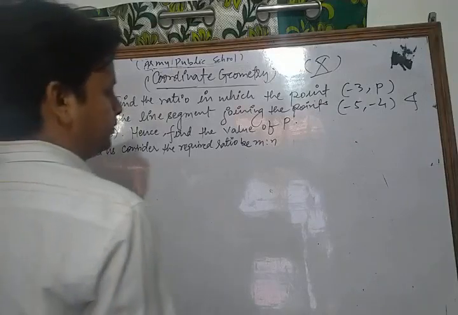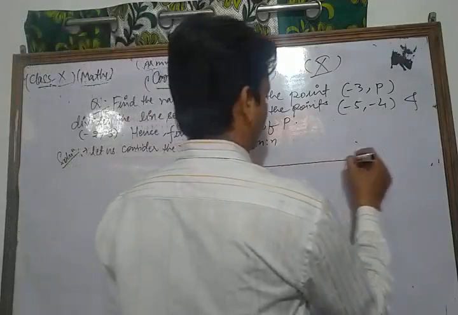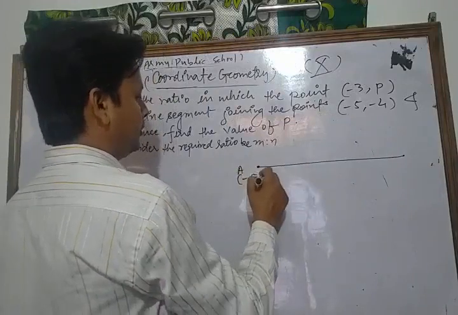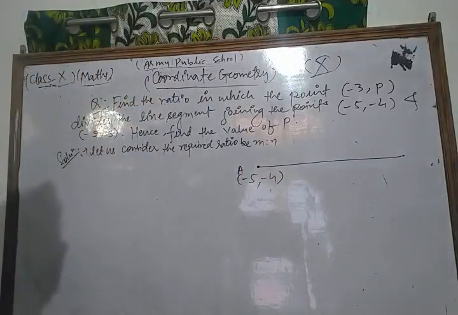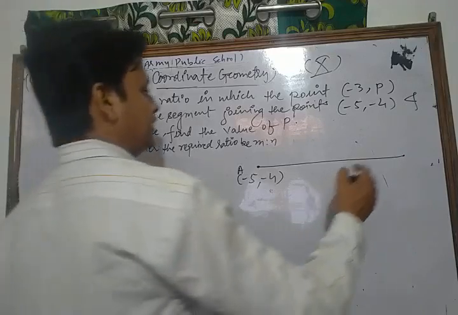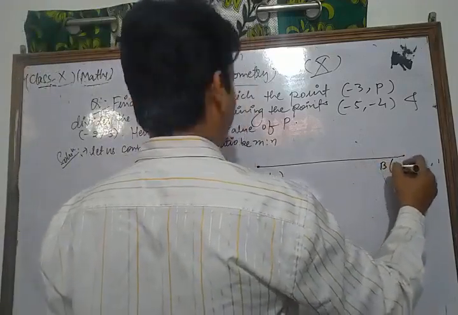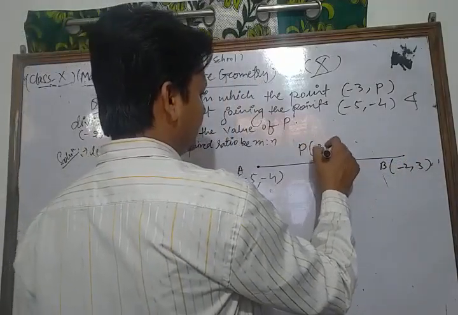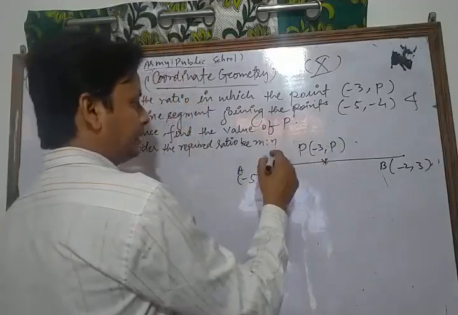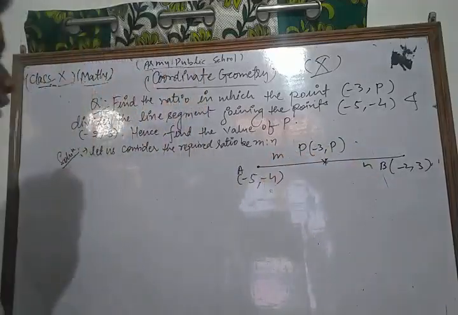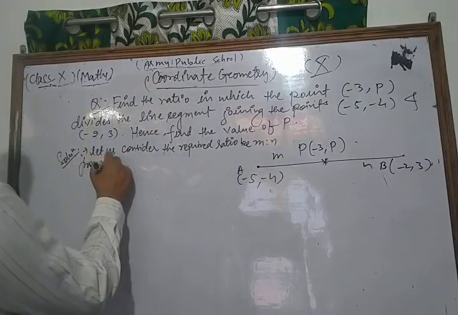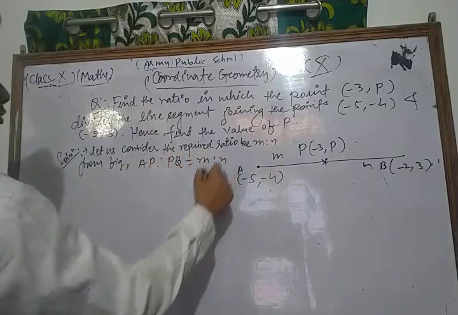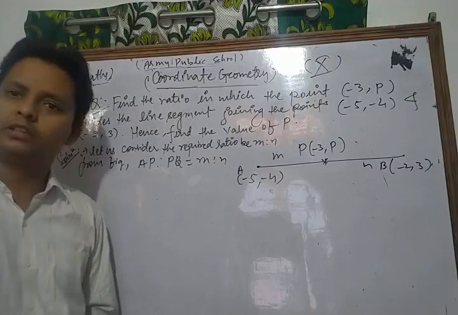Now we form the figure. Let us take a point A, which is (-4, -5). Another point we take as B, which is (-2, 3), and let us take the point P as (-3, p). P divides the line segment in the ratio m is to n. Here from the figure, AP ratio PB we take as m ratio n.